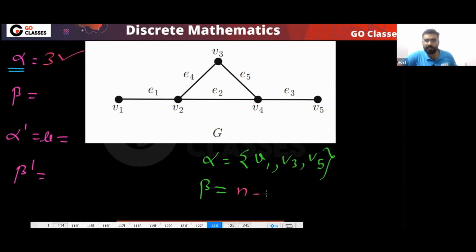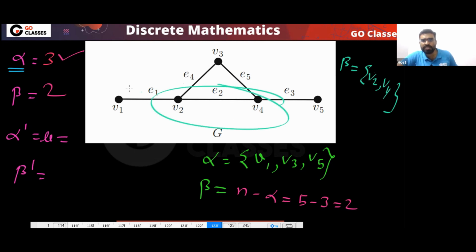Beta is n minus alpha. Total you have 5, so 5 minus 3 will be 2. Tell me, which 2 vertices are enough to cover all the edges? You can take V2 and V4. These 2 vertices cover all the edges.